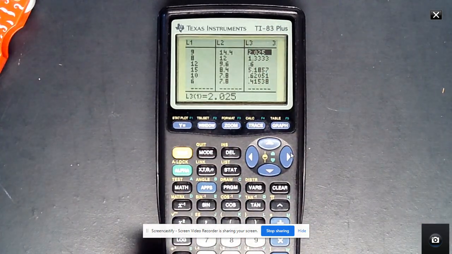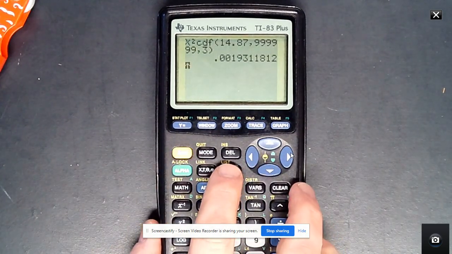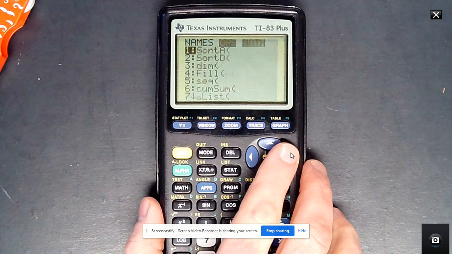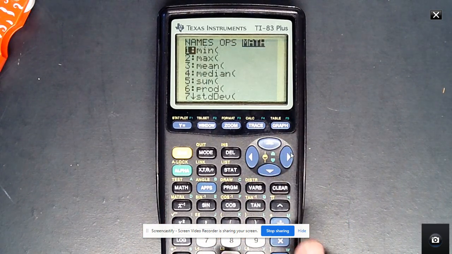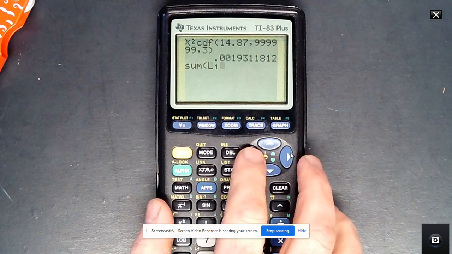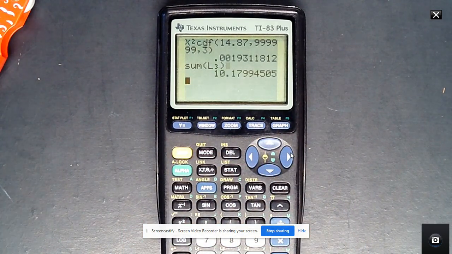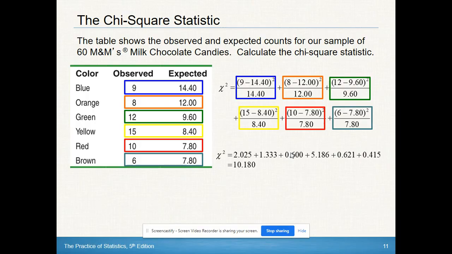So the easiest way to do that, we'll get out of that, is to go to second list, go across to math, and you'll see that number 5 gives you the sum. So we're going to do the sum of L3, because that's where all those values are, and then we'll press enter. So there you go, we get a chi-squared test statistic of 10.179, so about 10.18, which agrees with what we have on the screen now.